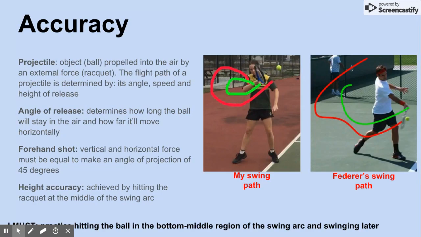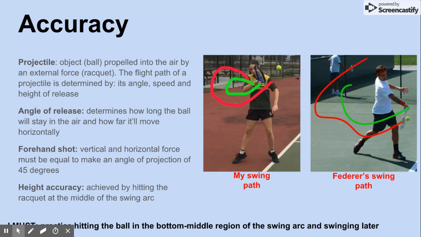A projectile is an object propelled into the air or water by an external force. The flight path of a projectile is determined by its angle, speed, and height of release. In the case of a tennis forehand, the projectile is the ball and the external forces are the hitting of the racket, gravity, and air resistance. Accuracy in a tennis forehand is the ability to make the shot so the ball gets close to the planned destination on the opponent's side.